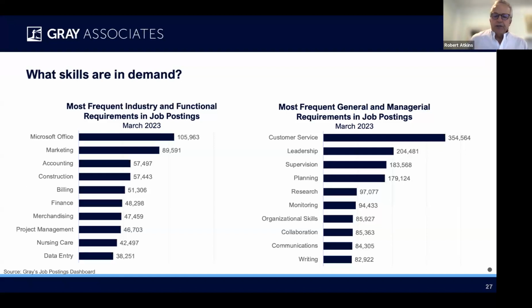Then, as we went through our data, we found a group of, again, difficult to name, but I call them general and managerial requirements. And these don't have a particular skill. It's not about knowing Excel. They're almost human capabilities: customer service, leadership, supervision, planning, research, monitoring, organizational skills, collaboration, communications, and writing. And I think those last two really speak to some of the interest we're seeing in the certificates earlier about writing. There are a lot of people out there who realize their communication skills need to improve even after college, are coming back and learning about these things because they're very much in demand in the workplace.